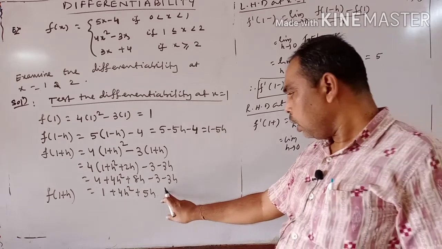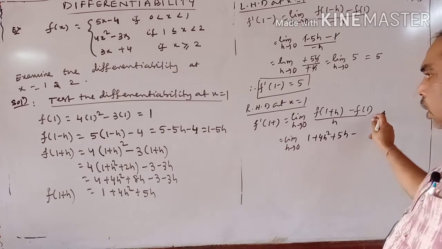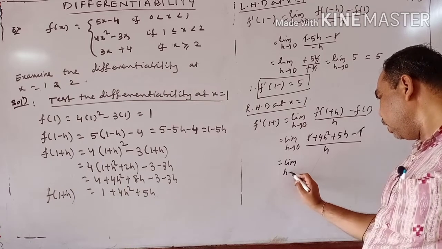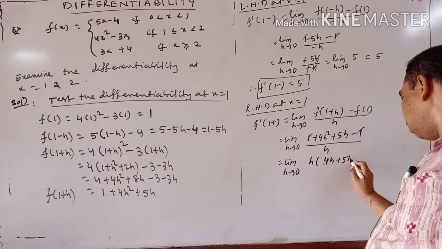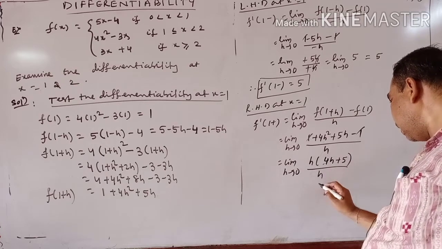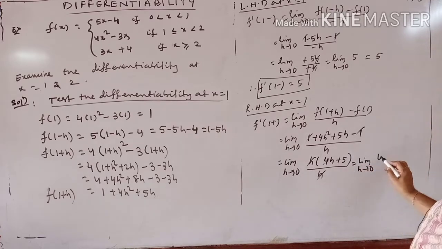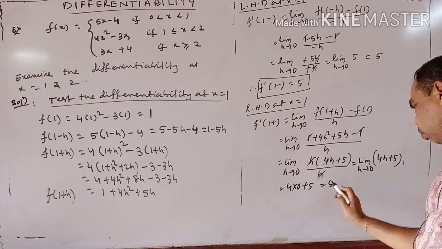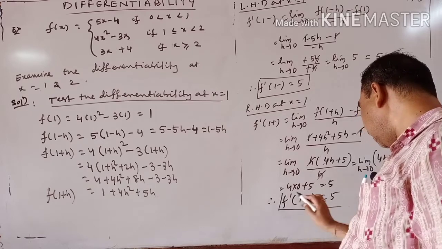What is f of 1 plus h? f of 1 plus h is 1 plus 4h square plus 5h, minus f of 1, which is 1, divided by h. 1, 1 cancel. It is equal to limit h tends to 0, taking h as common, so this is 4h plus 5 divided by h. h to h cancel. So limit h tends to 0 of 4h plus 5. Put the limit: 4 into 0 plus 5 is equal to 5. Therefore, f dash 1 plus is equal to 5. This is the right hand derivative.